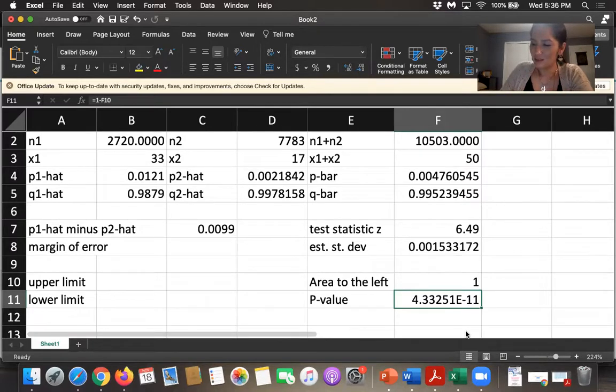Using Excel, we've got a p-value of 1 minus norm.dist of that approximation 6.49 for a normal distribution with a mean of 0 and a standard deviation of 1. And that is approximately 4.33 times 10 to the negative 11.